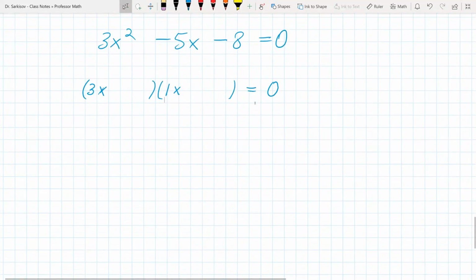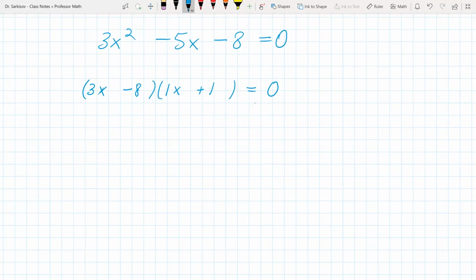So look, 3x times x is 3x squared, and then how do I get this negative 8? Well, you can try different combinations. What if I tried a minus 8 here and a plus 1 here? So again, negative 8 times plus 1, that works. You could have done a negative 4 and a plus 2. You could have done a 4 and a negative 2. Who knows, right? But with experience, you'll see this much more quickly.